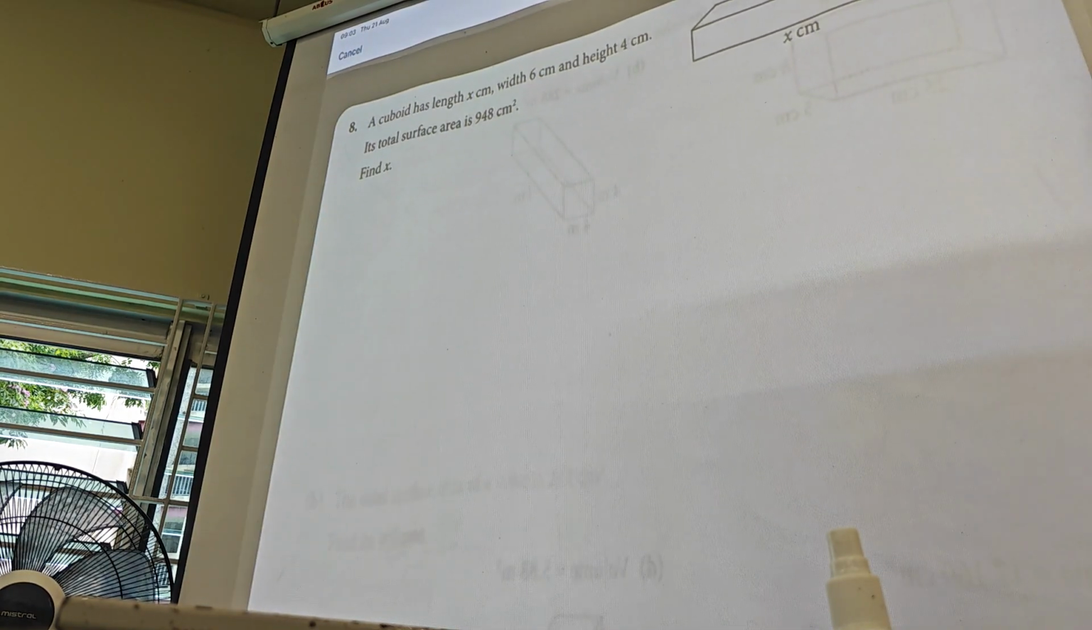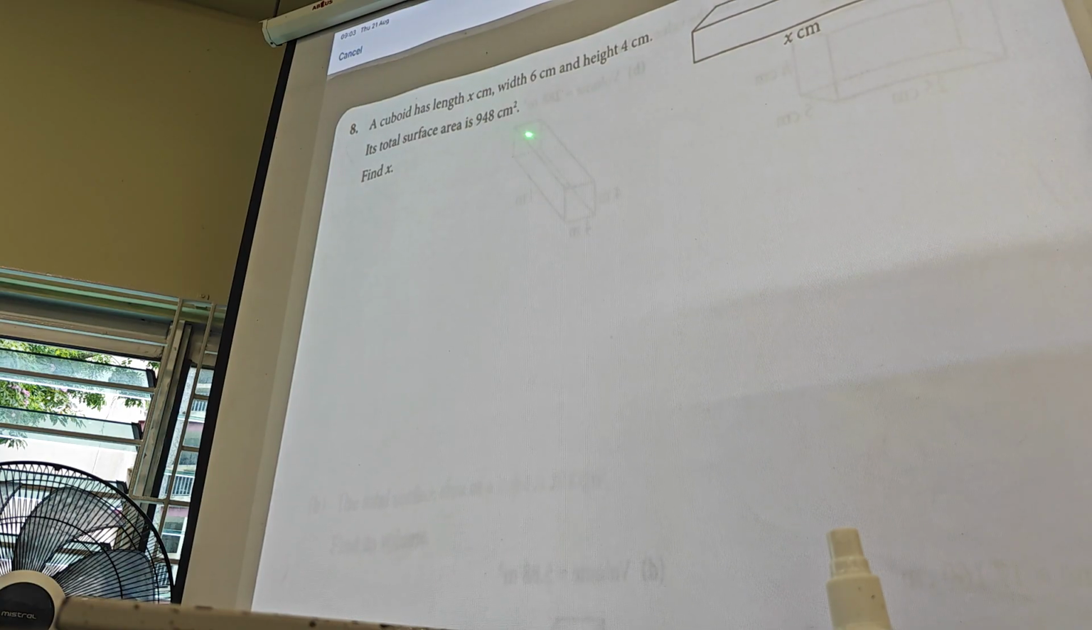Okay, a cuboid has length 8 cm, the width 6 cm, and the height 4 cm. Then they tell you the total surface area, then ask you to find x. So we have to work a bit backwards. What is the total surface area? Then we go and equate it to 948, then we will be able to find x. So if just using my dimension here, what is my total surface area?